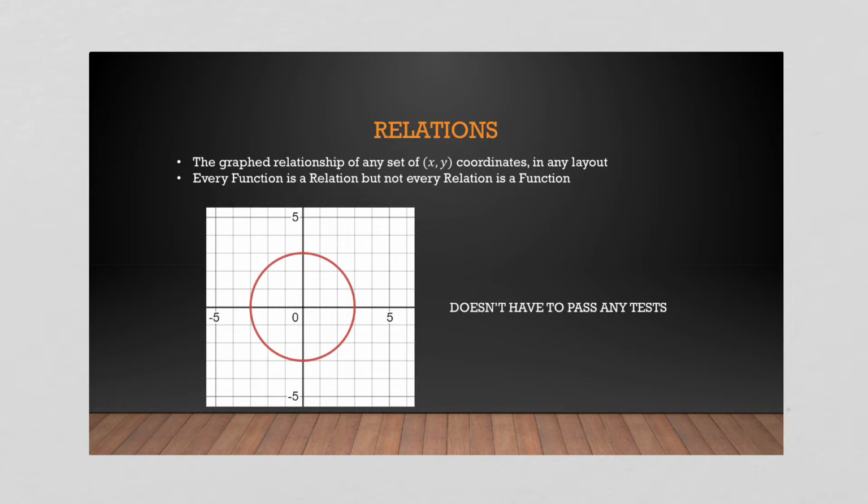Now, a relation doesn't have to pass any tests. A circle is a relation. A bunch of points on a grid is a relation. Anything on that grid is a relation.